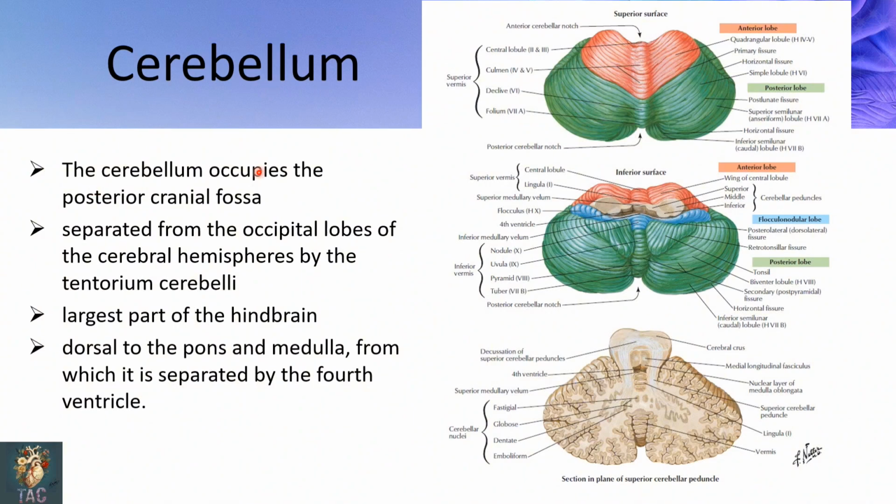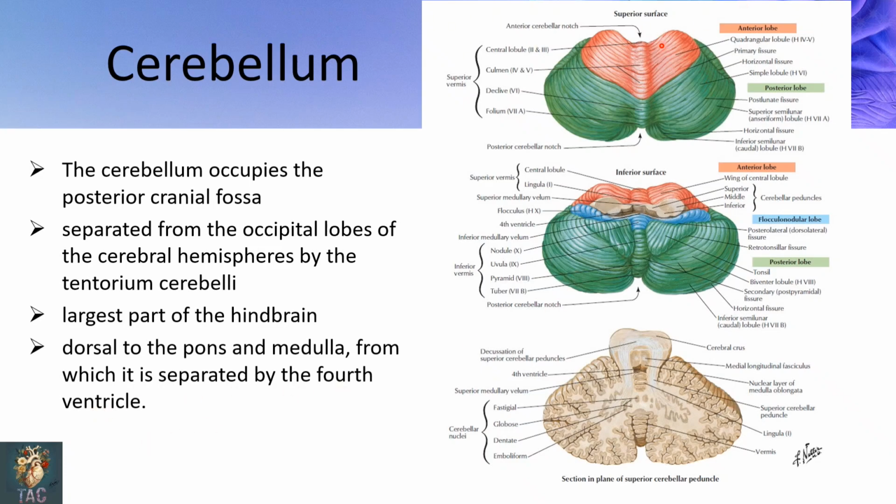Gross anatomically, the cerebellum occupies the posterior cranial fossa and is separated from the occipital lobe of the cerebral hemispheres by the tentorium cerebelli. It is the largest part of the hindbrain, and it is dorsal to the pons and medulla, from which it is separated by the fourth ventricle.